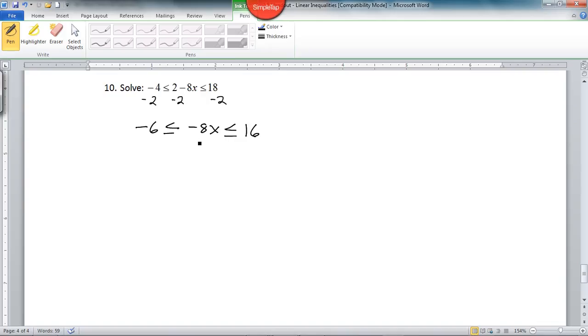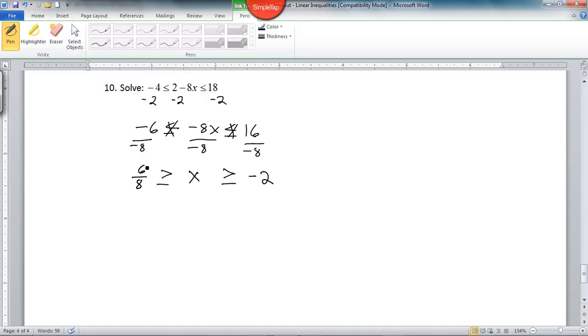All right, now I have to divide by negative 8, all 3 parts. But hopefully there you were thinking, hey, I'm dividing by a negative, so all these inequalities have to reverse, and they do. As well as simplifying here, well, negative 6 divided by negative 8, the negative divided by negative is positive. And then, of course, here we just get the x. 16 divided by negative 8 is negative 2.